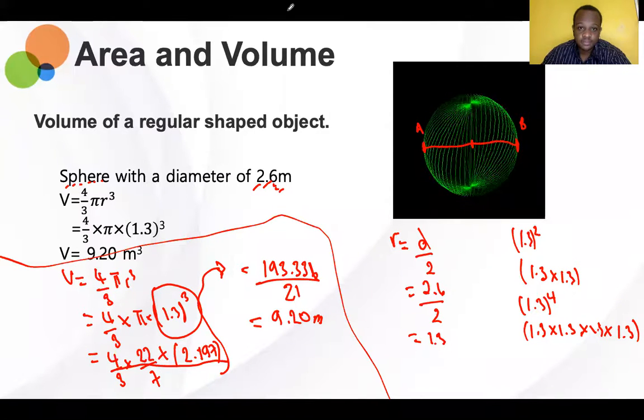Sir, we have meter and not meter cube. Right. So it's meter cube. Sorry about that. Meter cube.